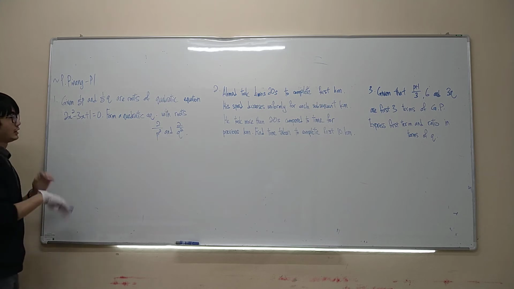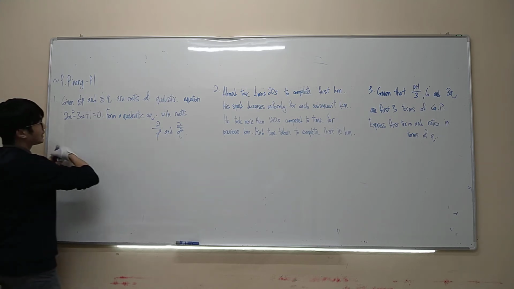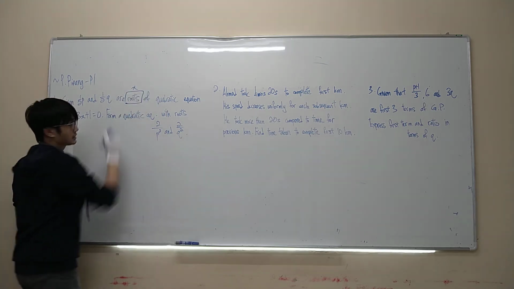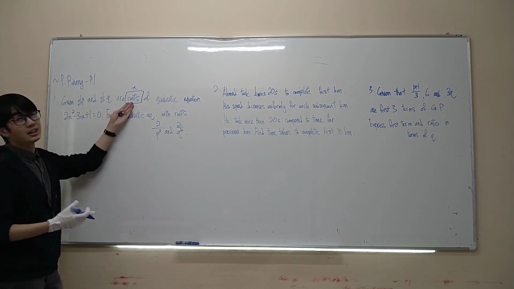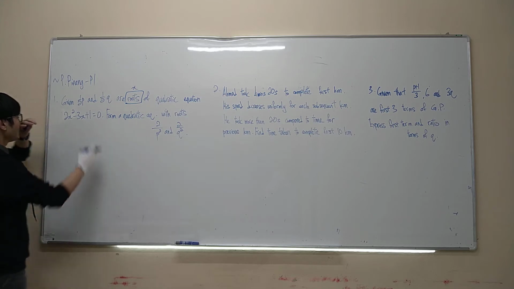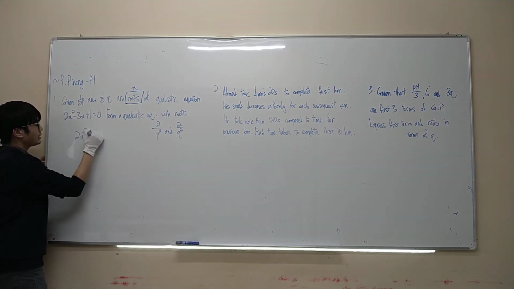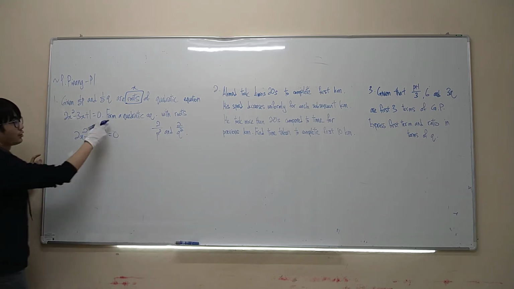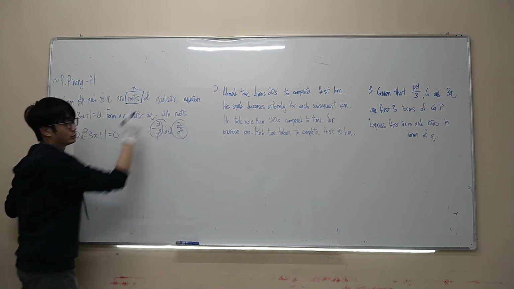Okay, let's start. Number 1, given 1/2p and 1/2q are roots. What is roots? Roots is the x. Roots means x. It means the answer. Okay, these are the answer. So this and these are roots of the quadratic equation 2x squared minus 3x plus 1 equals 0. Form another quadratic equation with this and this as the roots.